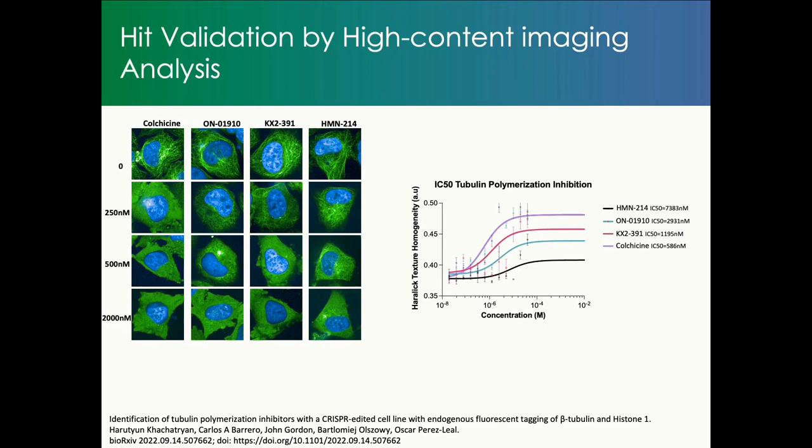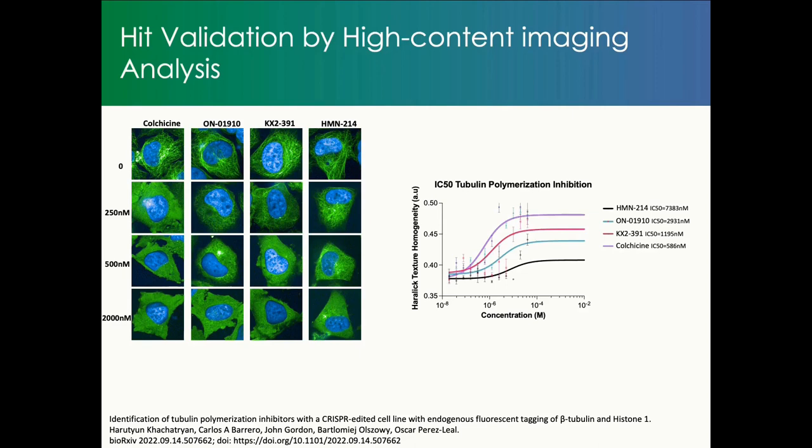So by using the Haralick texture homogeneity values, we determined the IC50 for tubulin polymerization inhibition. Basically, we were trying to identify what would be the optimal concentration of compound to start seeing depolymerization in treated cells. And we noticed that colchicine is the most potent compound, followed by KX2-391 and ON01910 after that. This is not an IC50 to evaluate cell growth, it's just to evaluate the phenotypic changes in tubulin polymerization.